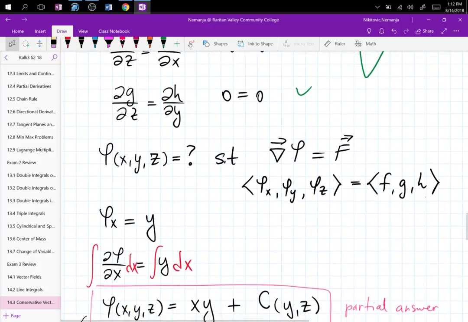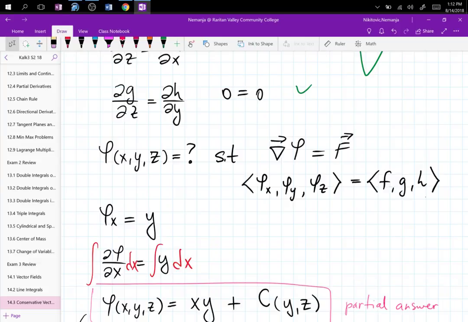So what I do is I say that phi sub x is equal to f, which was y. Then we integrate with respect to whatever variable you started with. If you start with f of x, you integrate with respect to x, and you already have your answer. And then from there, you start differentiating with the next one. So we got the answer using x, then we differentiate that with respect to y, and we set it equal to the next one, which in our case was x. And then go through these one by one, and at the end, we have the answer.